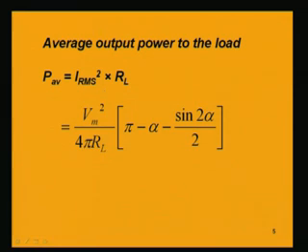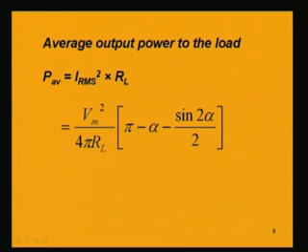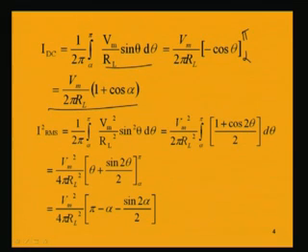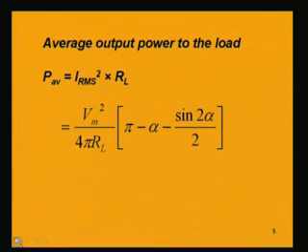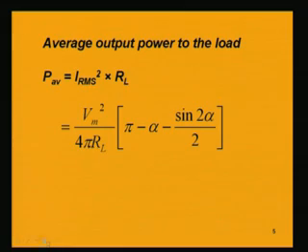So, that is obtained as I RMS square we have found out, replacing this expression here and multiplying by RL, that will be causing the square in the denominator of RL to vanish. So, what will be here is Vm square by 4 pi RL into pi minus alpha minus sin twice alpha by 2.